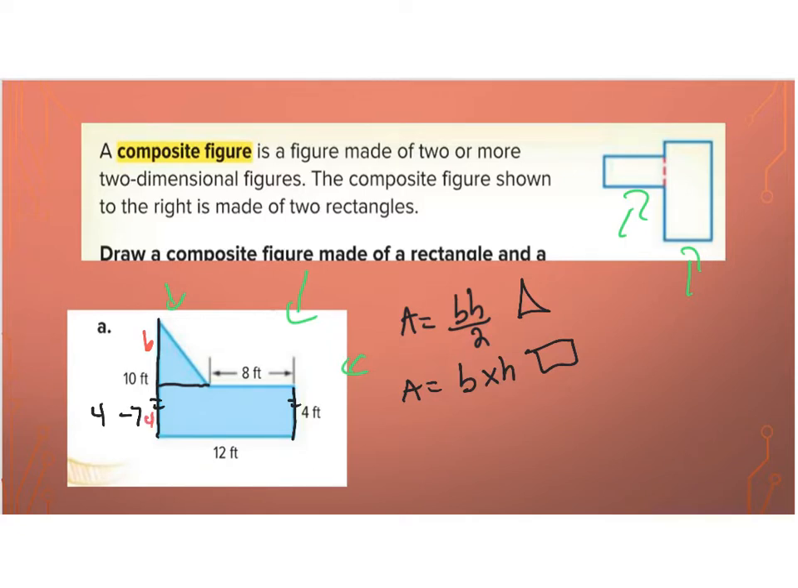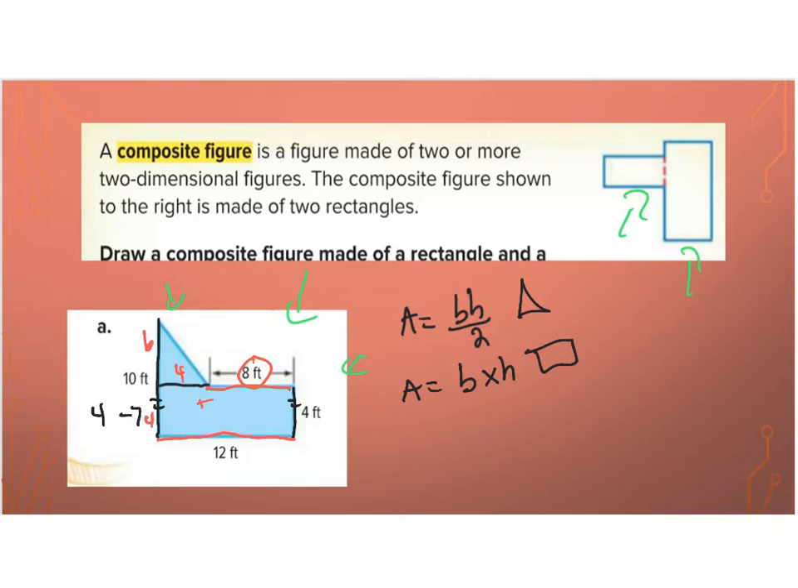Now then for the base of the triangle, we know that the whole length of the rectangle is 12. And then it also tells us that the length of this part of the rectangle is 8 feet. So if you know that this whole segment, the black plus the red, has to be 12, you can just do 12 minus 8 in order to find out what the base of the triangle is, which is 4.